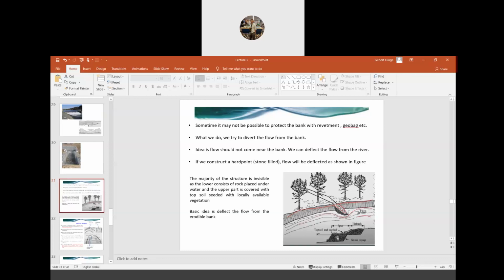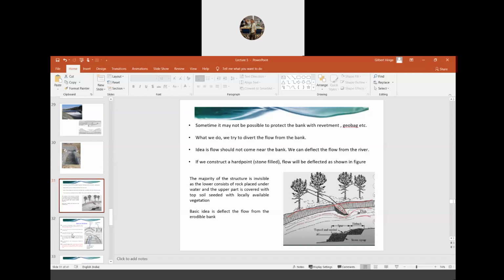It's invisible. It's made of stone. If you see here, stone river. However, the upper part of the structure, we cover it with soil and then we plant some locally available vegetation on this soil in order to protect this bank. Here we are not putting an entire revetment or geobank on this bank. We just want to protect this portion which is prone to erosion. So what we do, we just divert the water.